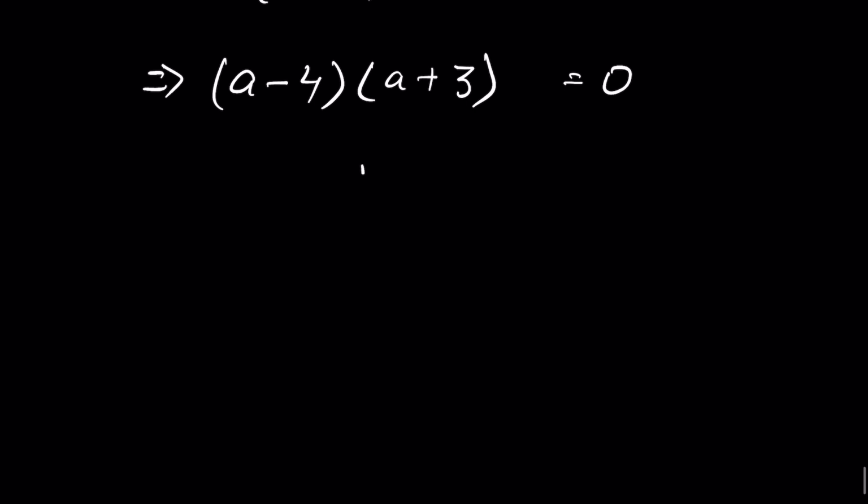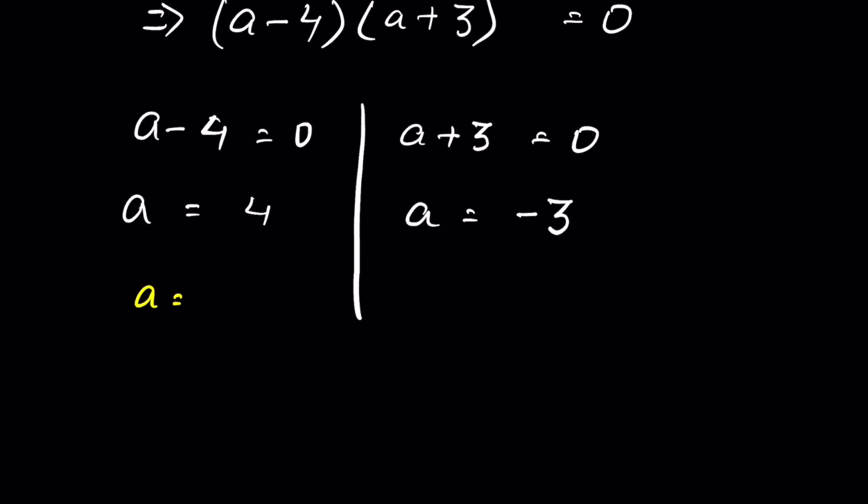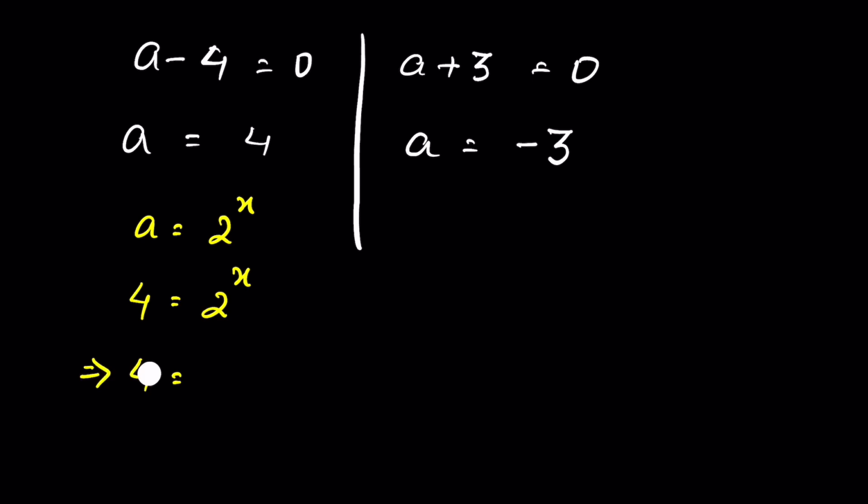Now two solutions for a. When a minus 4 is equal to 0, in that case a is equal to 4. When a plus 3 is equal to 0, then a is equal to minus 3. Now remember we considered a as 2 raised to the power x. So when a is equal to 4, it is equal to 2 to the power x. 4 we can write as 2 to the power 2 is equal to 2 to the power x.